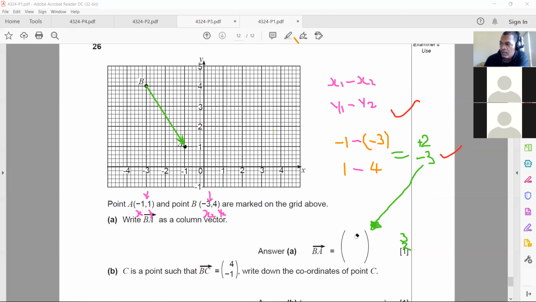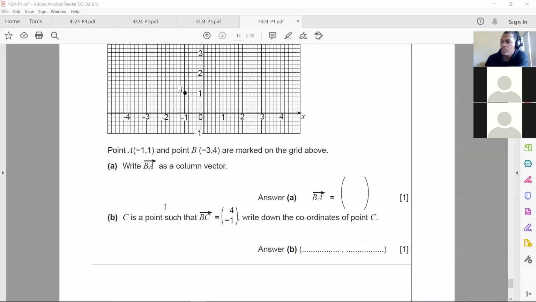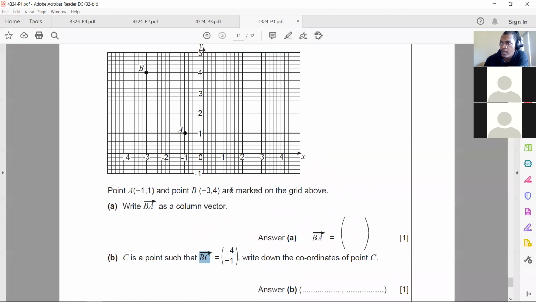So this is from the exam question paper, what we expect you to be able to do regarding a vector. And if I just go to the next question quickly. So the next question is, C is a point such that BC equals 4, minus 1. Write down the coordinates of C, okay? So where we have B, which is the tail, and C, which is the head.